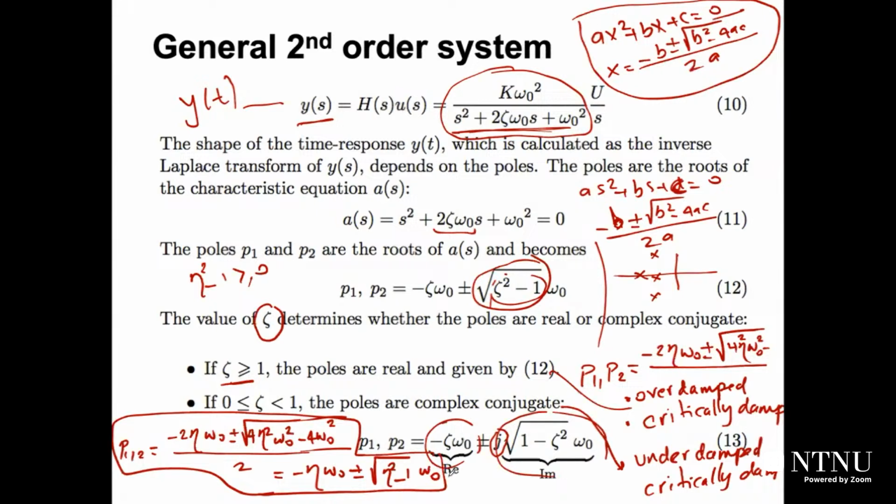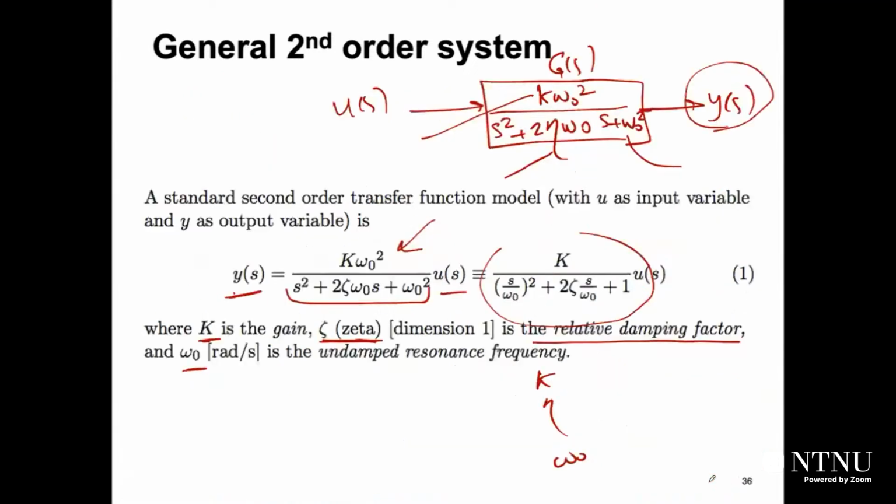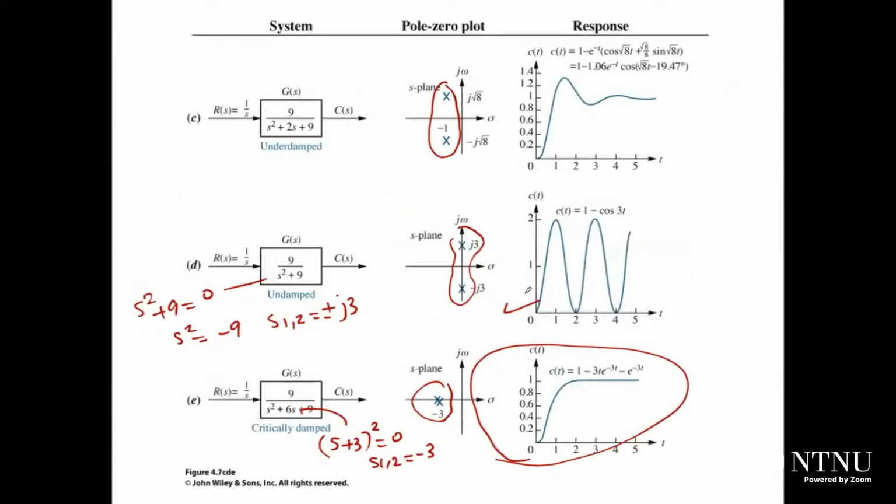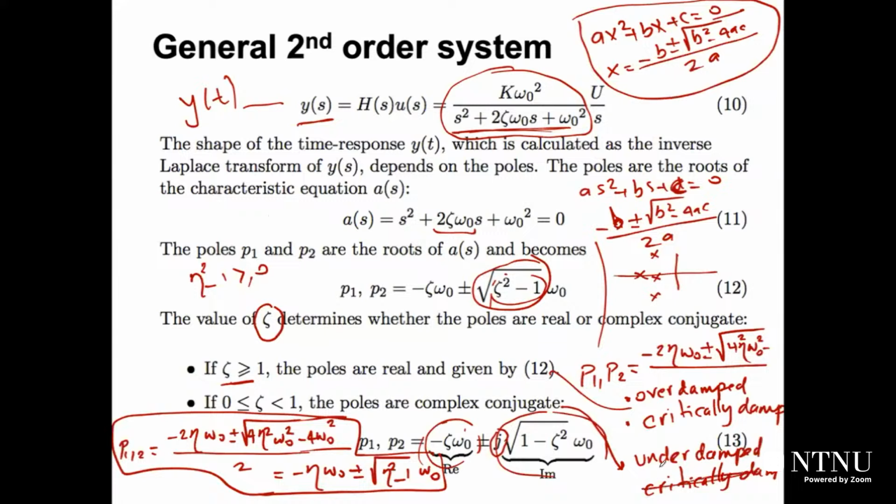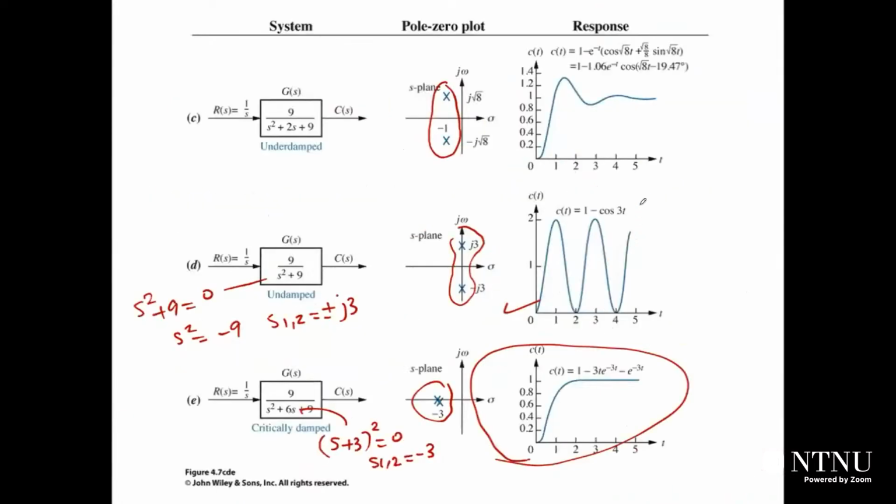If you don't have a real part, what will happen? Maybe zeta equals 0, right? When zeta equals 0, what will happen? That part will be 0. So in this case, you don't have a real part. When you don't have a real part, your response will be, sorry, you will be undamped. Yeah, so you will be undamped. So your response will be like this one.